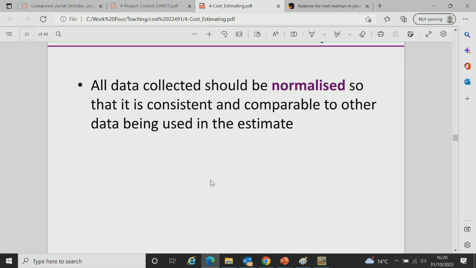Would you compare the cost of a student project with a Northrop Grumman Hawk? No, you couldn't do that. You'd have to delete the inappropriate cost examples you're using in your estimate, because they're not comparable. They're not comparable in terms of complexity.